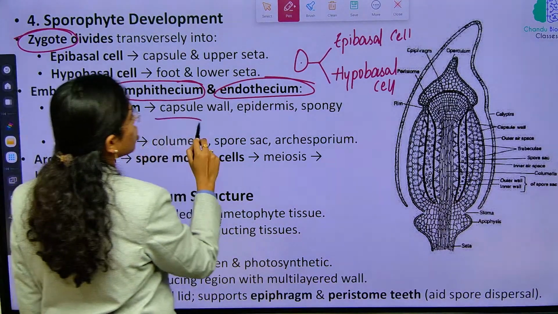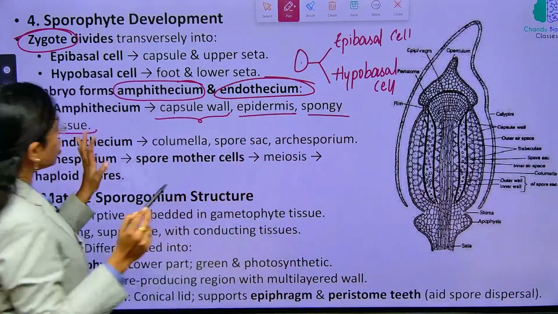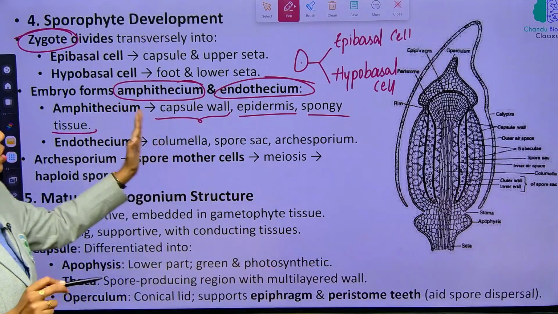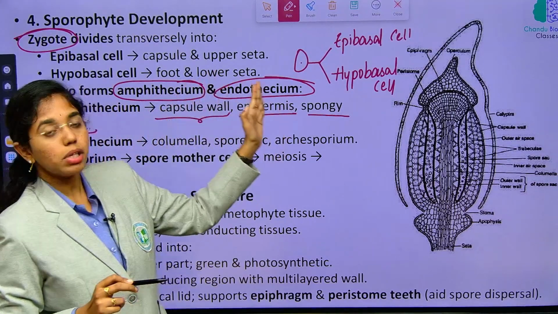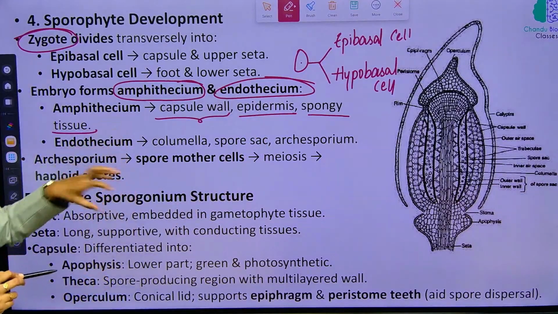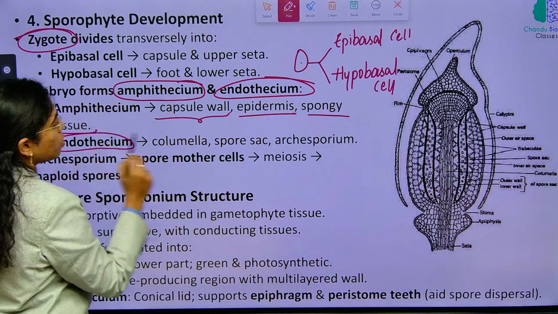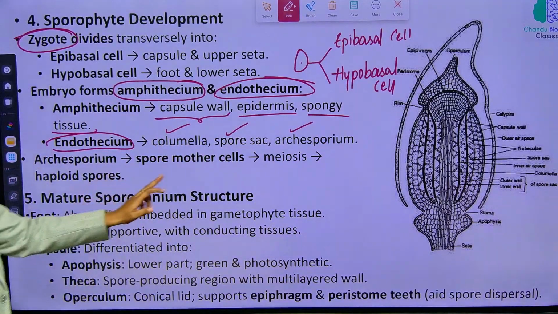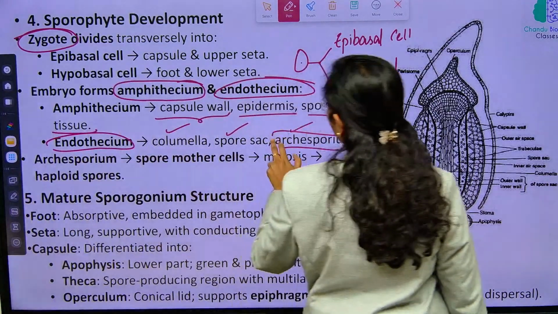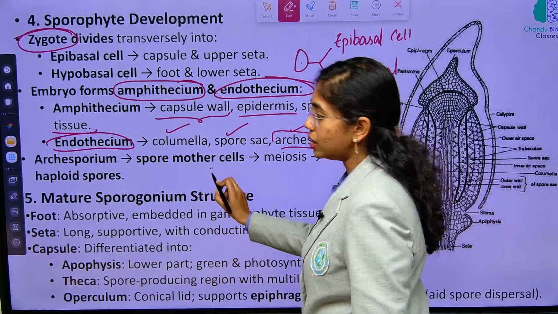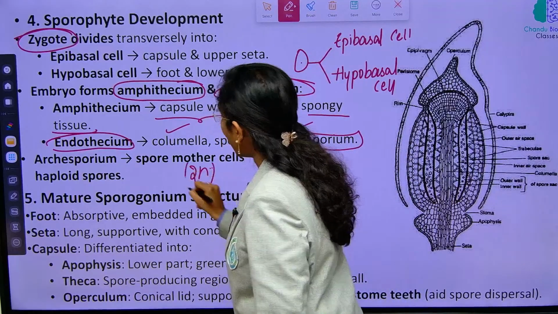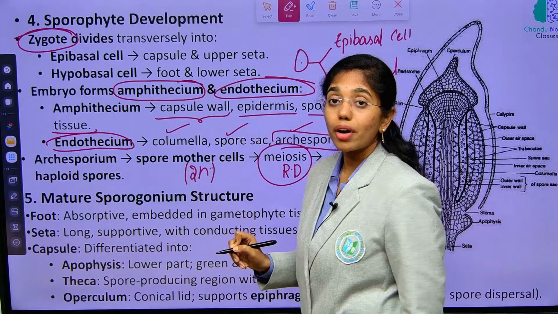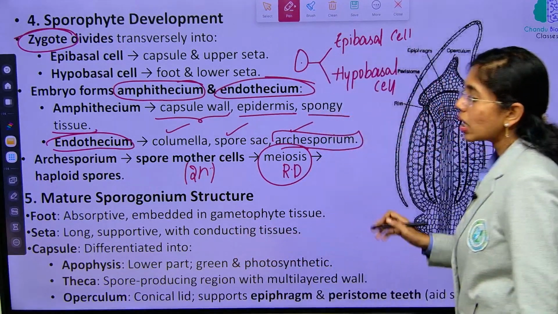Amphithecium is capsule wall, epidermis and spongy tissue. Amphithecium forms all these structures by undergoing mitotic divisions. The inner layer is completely formed by endothecium, which consists of columella, spore sac and archesporium. Remember, archesporium is the cell which forms the spore mother cells. Spore mother cells are diploid, and these spore mother cells will undergo reductional division or meiosis for releasing the haploid spores. It is very simple.